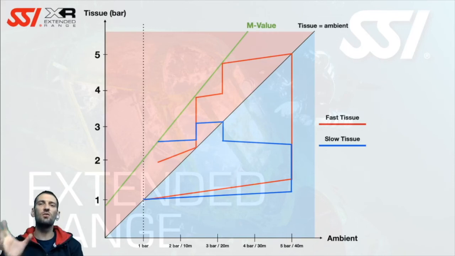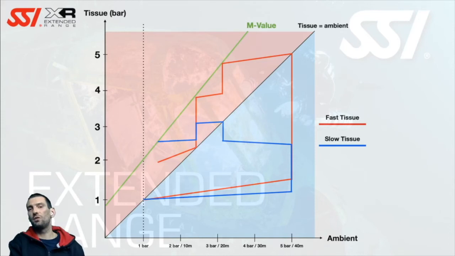On the deep part of the dive, on the first decompression stops, the fast tissues are the leading ones, and at the end of the dive, the slow tissues are the leading ones. So now we have to stop because of the slow tissue, and our fast tissue is, of course, still off-gassing. It doesn't have to anymore, but it is.